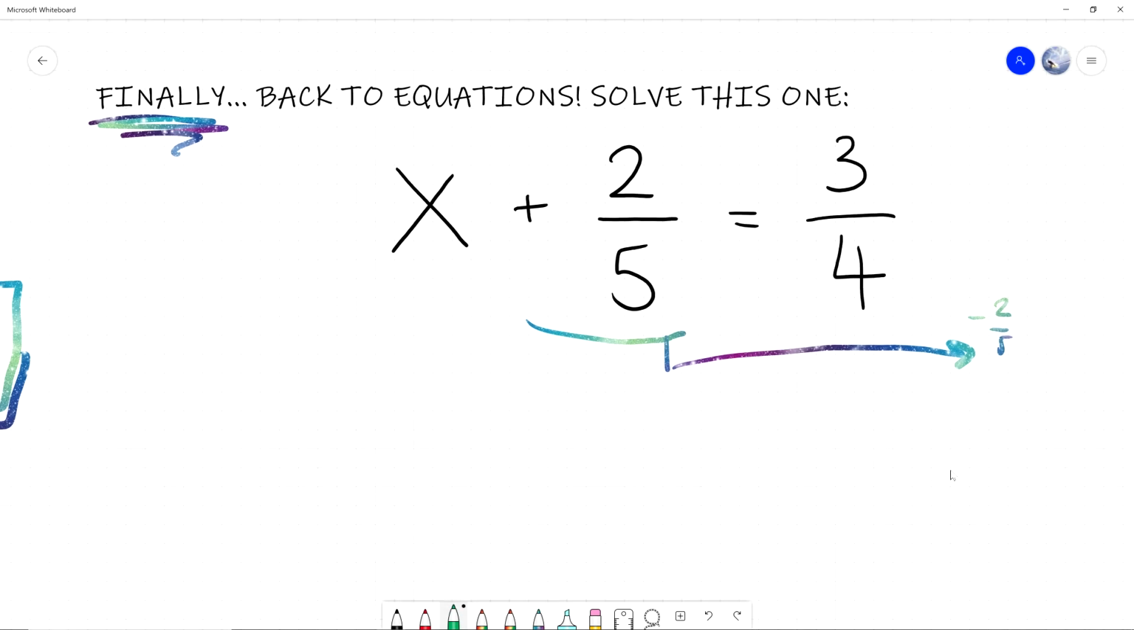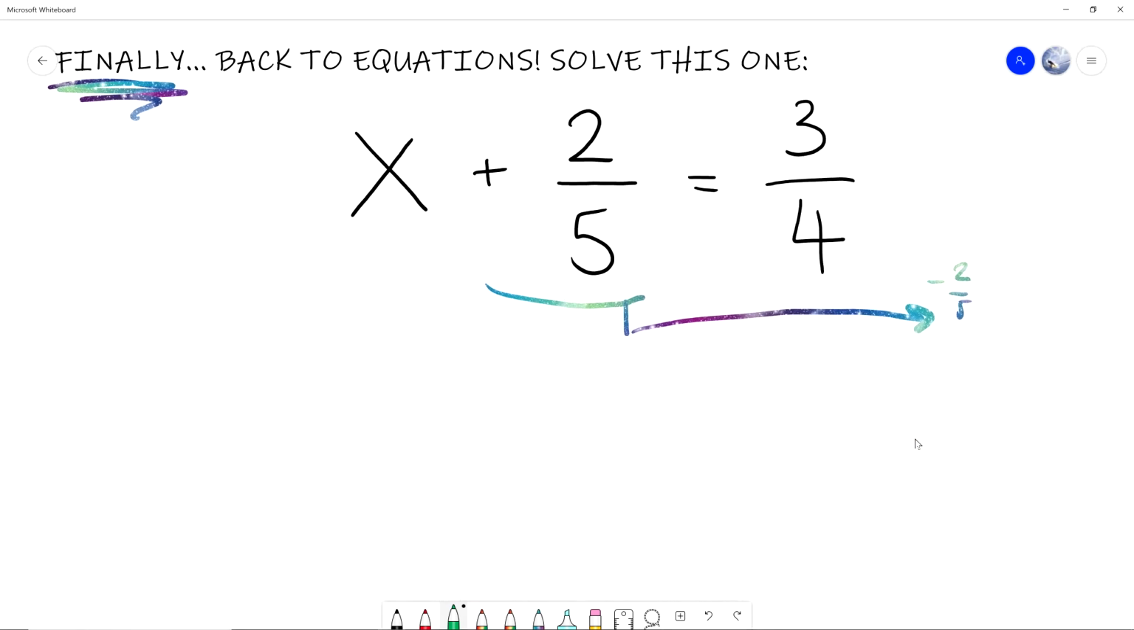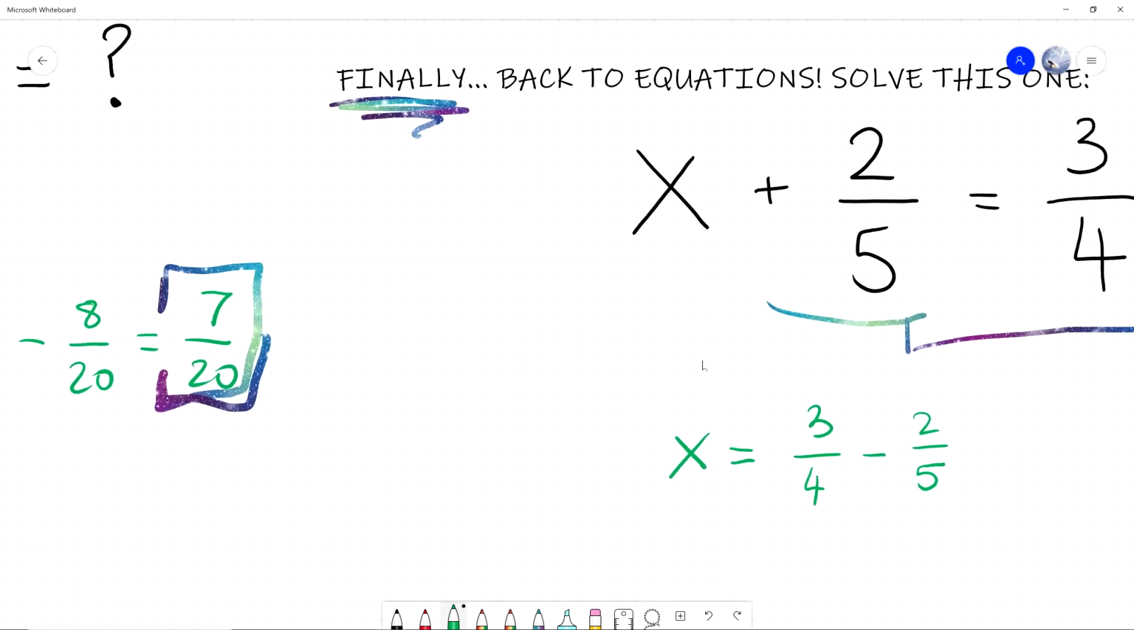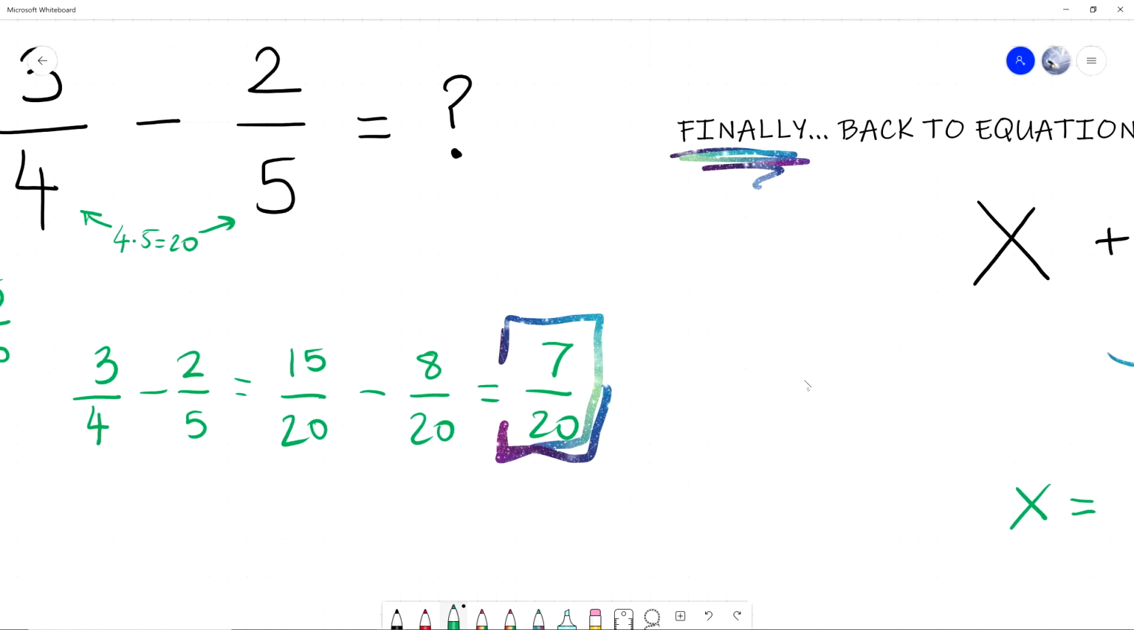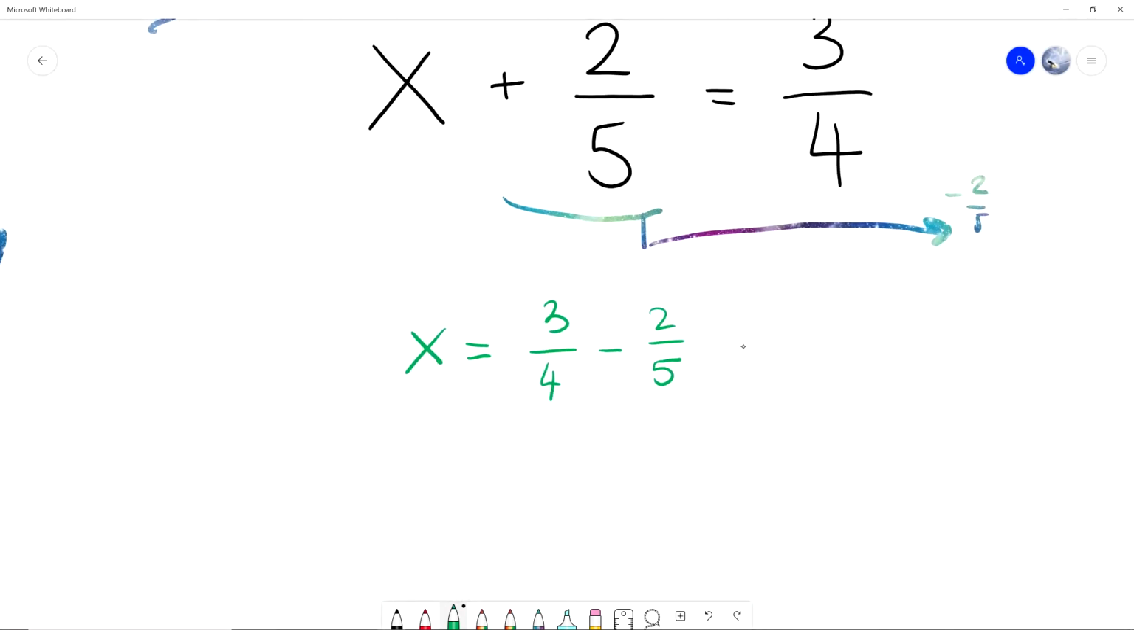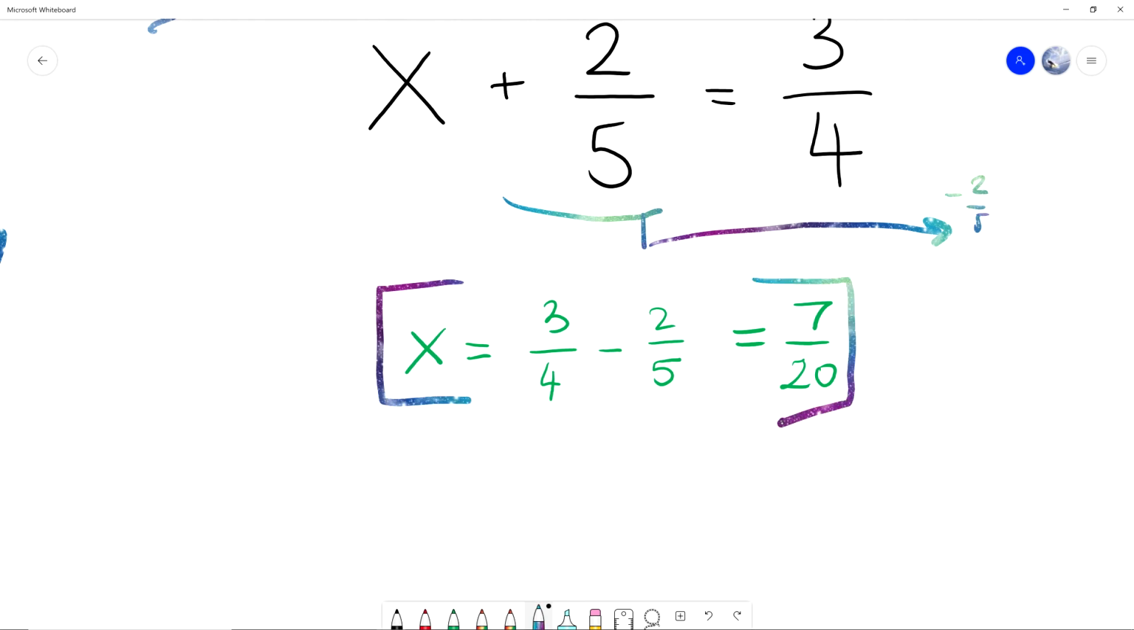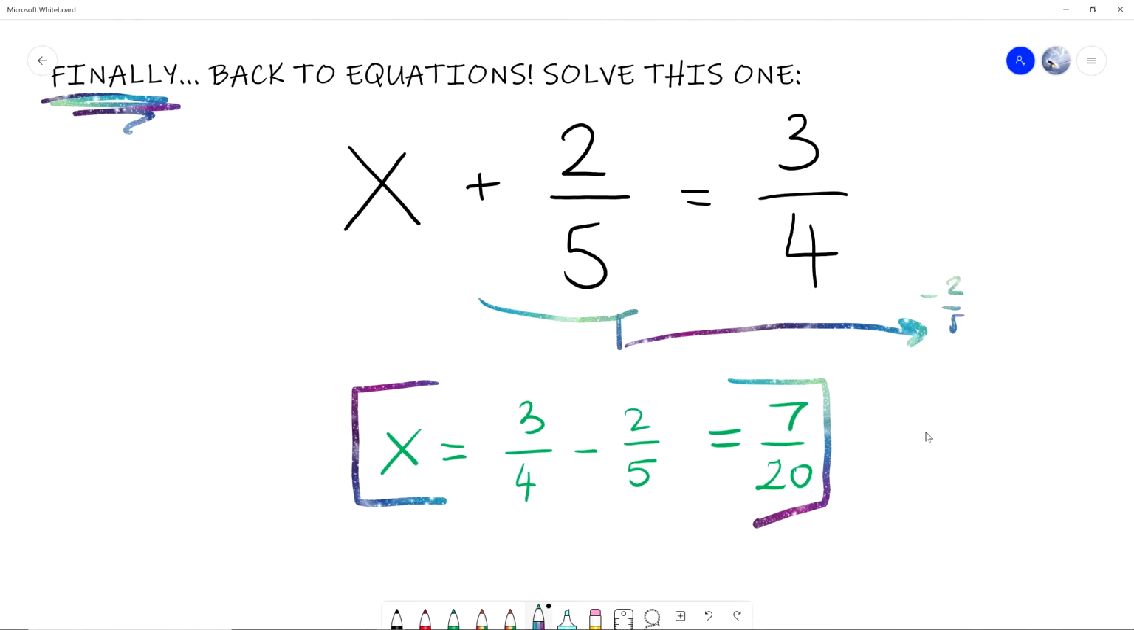That's how I explain it, and that's how it makes sense to me. I subtract 2/5 on both sides, and that gets me x equals 3/4 minus 2/5. And now we've just done that exact operation. 3/4 minus 2/5 is 7/20. So that is the solution. The x that works in this equation is 7/20. We solved it using algebra and the same method we used when we just had whole numbers in the equation. Does that make sense? Yes, it does. Very good.